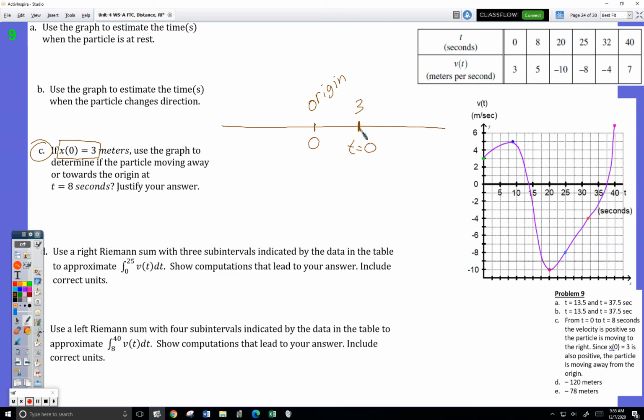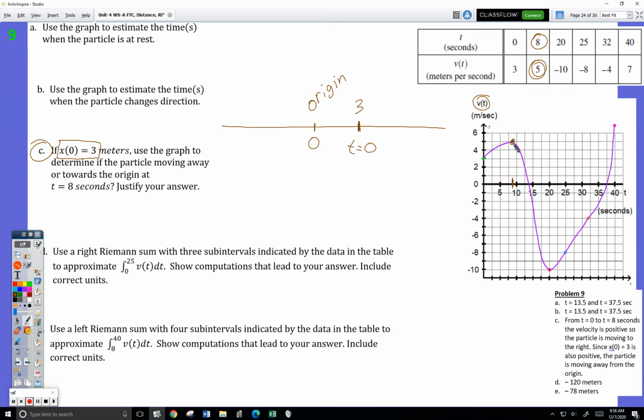They want to know at time 8, is the particle moving away or towards the origin? So first of all, raise your hand and tell me, at time equal 8, is the particle moving left or right? Hands up. It's the graph of velocity. Time equal 8, about right there. Based on this graph of velocity, is the particle moving right or left? Come on, hands. That's it. The velocity at time 8 is 5 meters per second. That means at time 8, the particle is definitely moving to the right. How many knew it?